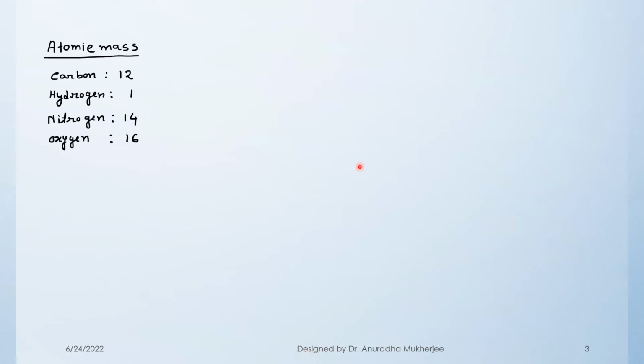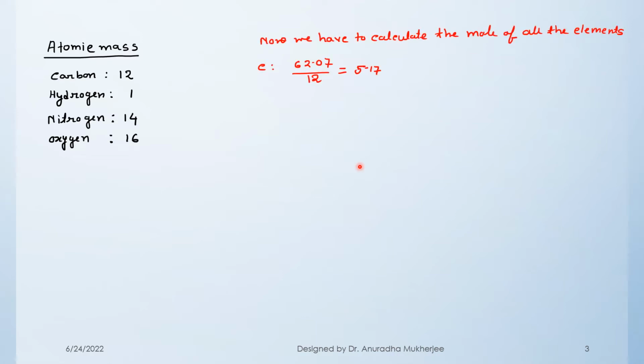Now the first step for this practice problem: we should know the atomic mass of each element, and from this atomic mass we have to find out the number of moles present in this particular compound. Now carbon, 62.07% has been given. So this is the weight. So 62.07 divided by 12 gives you the mole, that is 5.17. Similarly, we can find out the mole of hydrogen. So 10.34% has been given, divided by hydrogen atomic mass 1. So it is 10.34. In a similar way we can find out the nitrogen and oxygen.